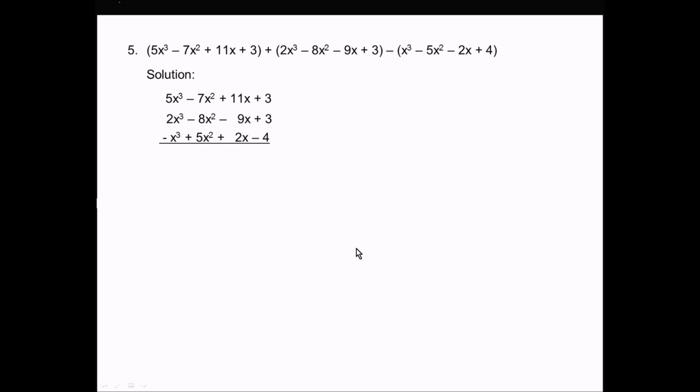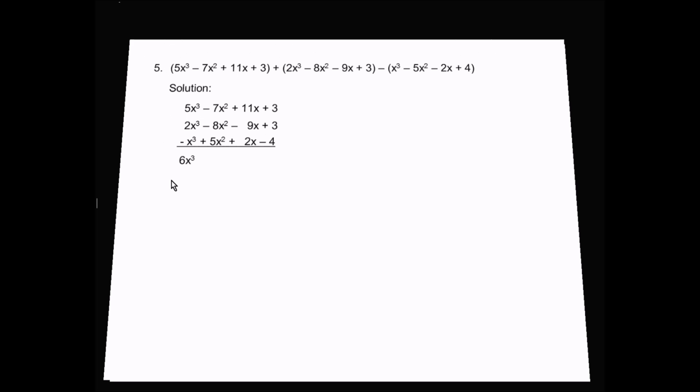Okay. Now let's start adding up our coefficients. For the x cubed, 5 and 2 is 7, minus 1 is 6, 6x cubed. For the x squared, minus 7 minus 8 is negative 15, plus 5, negative 10x squared. For the x, 11 minus 9 is 2, plus 2 is 4, plus 4x. And for the constant, 3 and 3 is 6, minus 4, plus 2. That's our final answer.